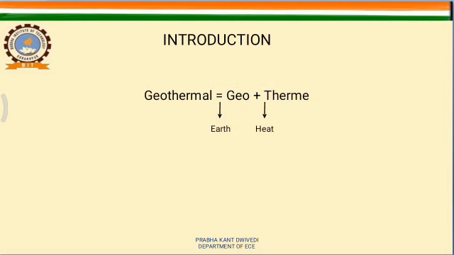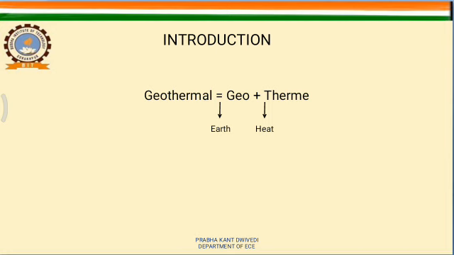The term geothermal combines two Greek words. One of them is geo, which means earth, and the other one is therm, which means heat. So geothermal energy is the heat inside the earth. Where does this heat come from? This heat is continuously produced within the earth by slow radioactive decay of the minerals. This decay is natural in all rocks.